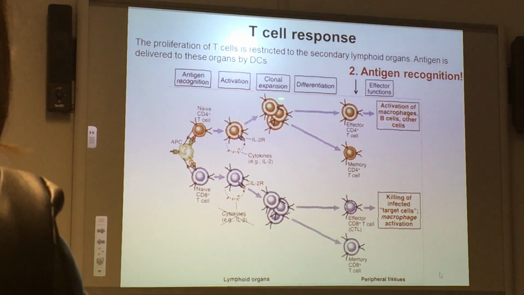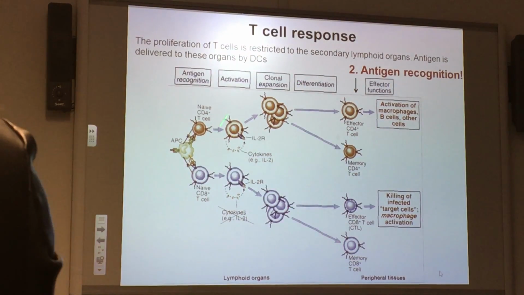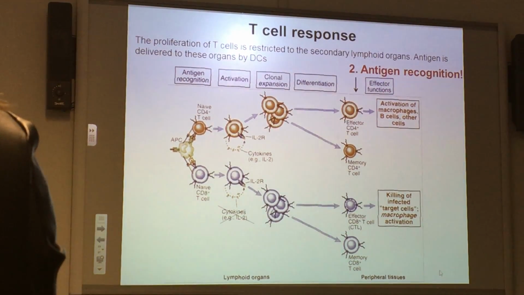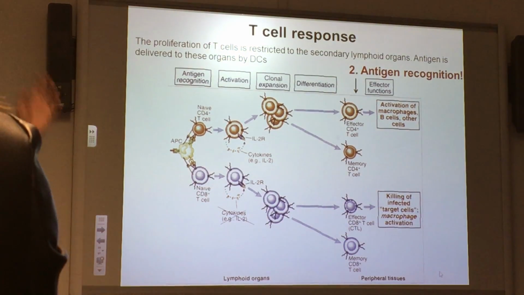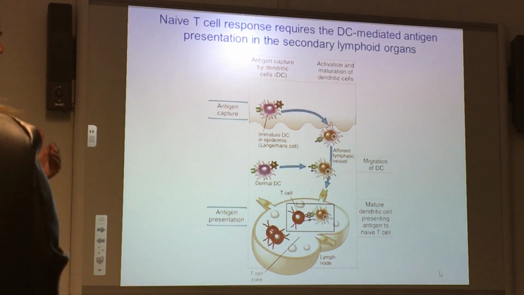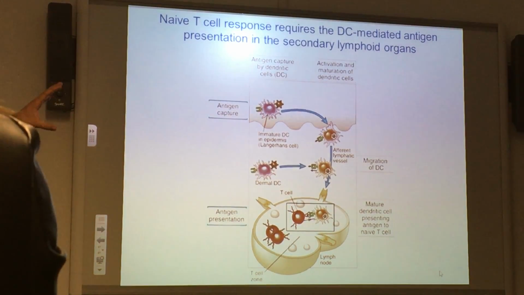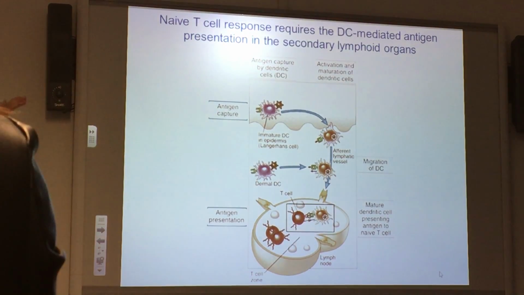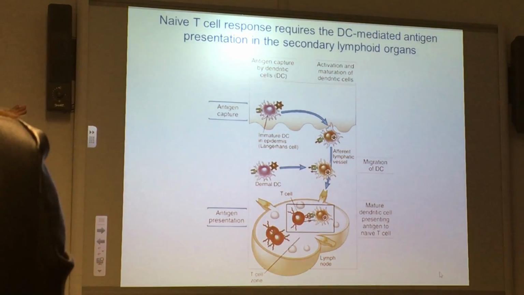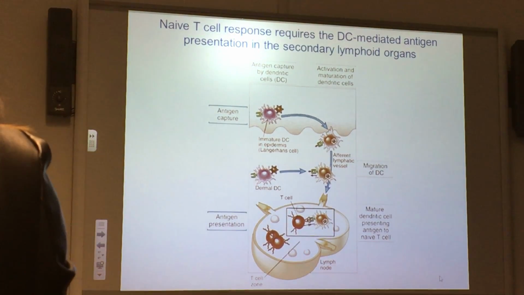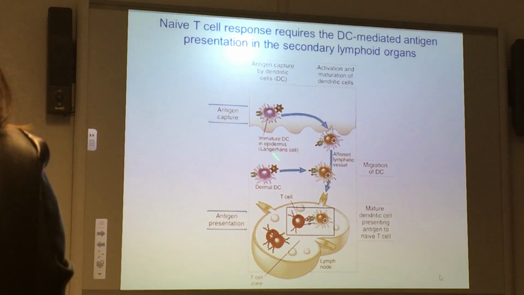So the naive T cell will proliferate in the lymph node, and the effector T cell will recognize the antigen once more in the periphery. From now on, I won't ask it in the first test. In the first test, you must be able to distinguish naive and effector T cells. I just don't want to tell you once more to listen to me. That's the only thing I want all of you to listen to.